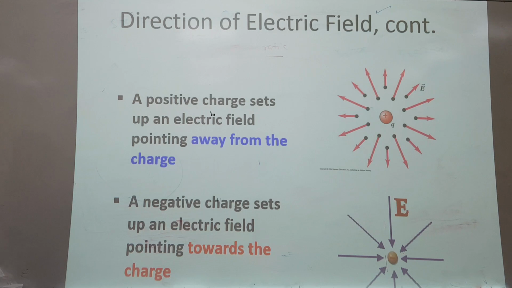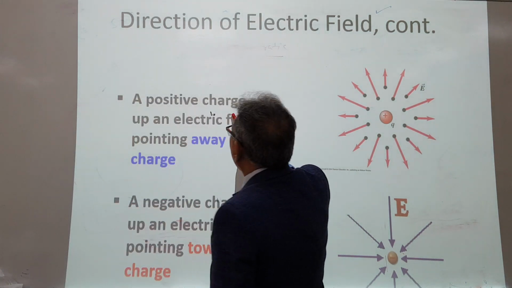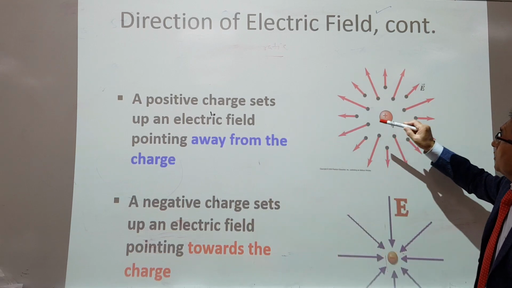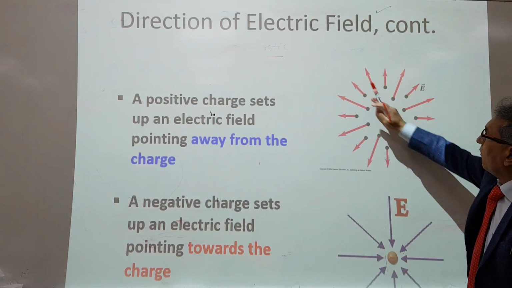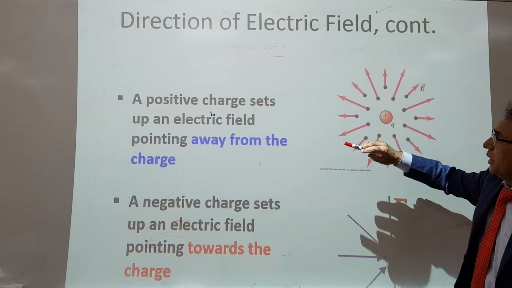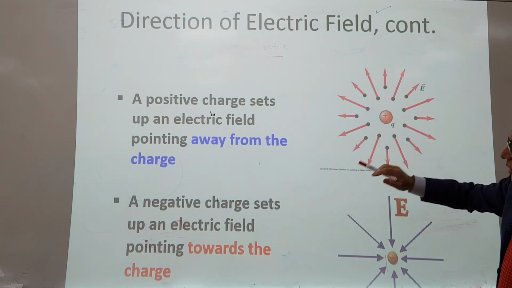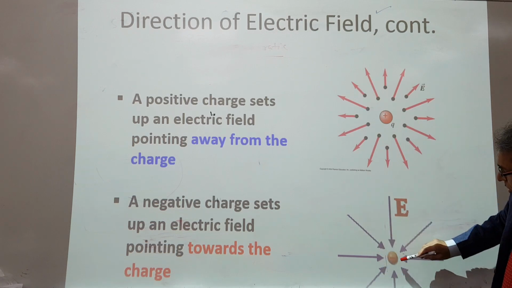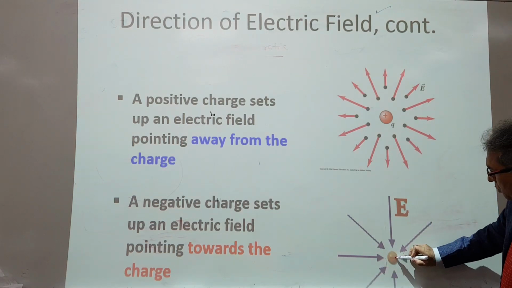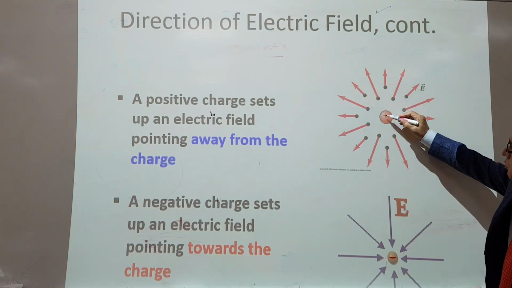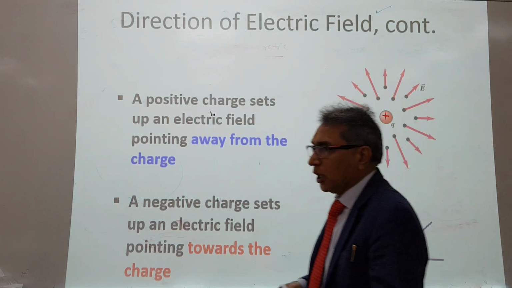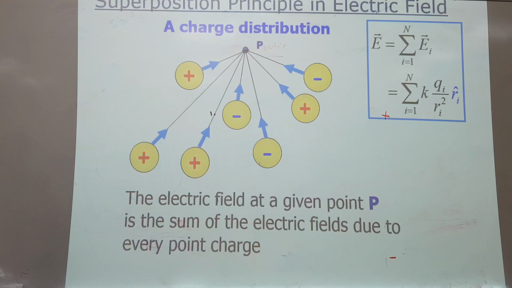This is what I am talking about. If you have a positive charge, it sets up an electric field pointing away from the positive charge, always in all directions. And if you have a negative charge, the field from all directions points into the negative charge. Okay, this is positive charge. So this is how we represent the directions.